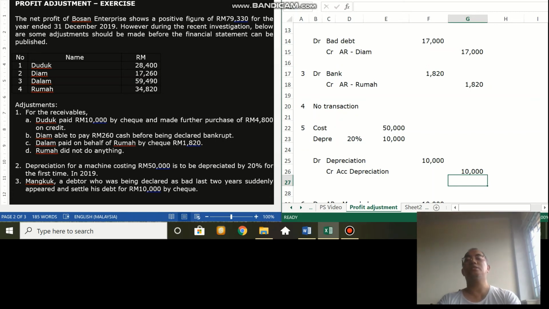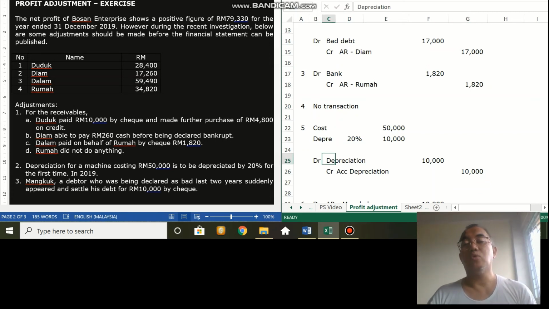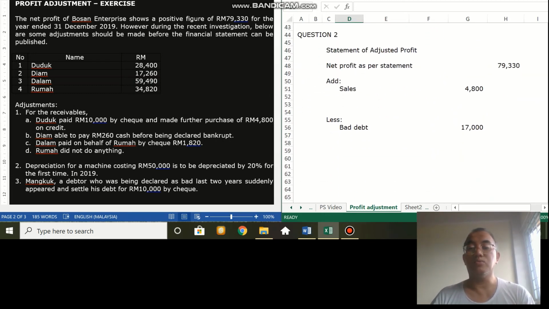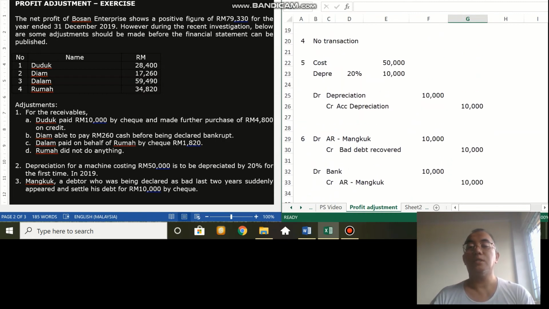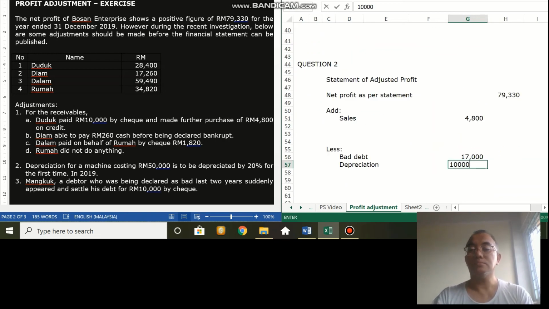So depreciation is your expense. The more depreciation you have, the more expenses you will incur. In this case, we haven't got any depreciation because they provide the depreciation for the first time. So when you put depreciation, then your profit will be reduced. So depreciation is an expense. So I just put here depreciation. How much? I forgot already. So depreciation 10,000. Is it 10,000? Yeah, 10,000. Okay.